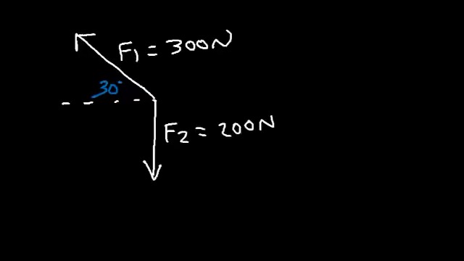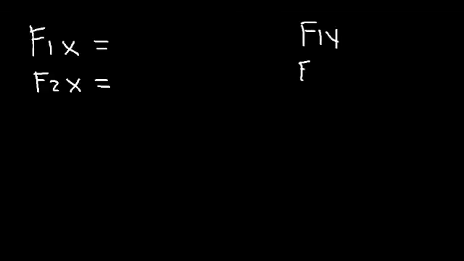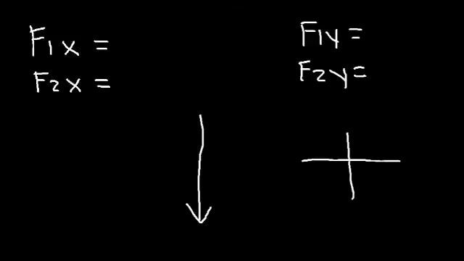So, let's begin. We need to find F1x and F2x. And we also need to find F1y and F2y. So if we focus on F2, it's going in a negative y direction. Keep in mind, this is 0, 90, 180, 270. So the angle in the negative y direction is 270.